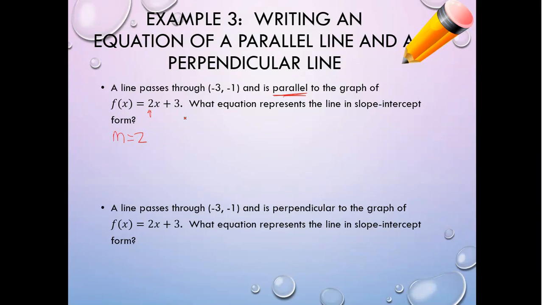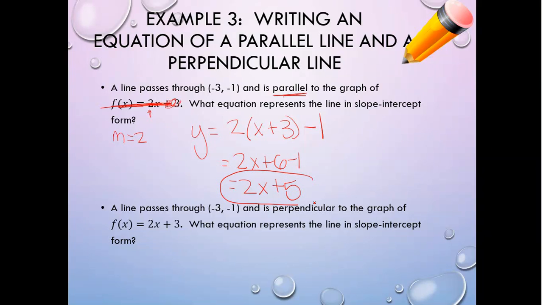Now what I get to do is forget about this and make my new equation. So I have y equals 2 times x plus 3, because remember it's a negative, so it's going to be opposite, minus 1. Or 2x plus 6 minus 1, or, after I combine, 2x plus 5. That one was pretty quick. Let's try it with a perpendicular now.